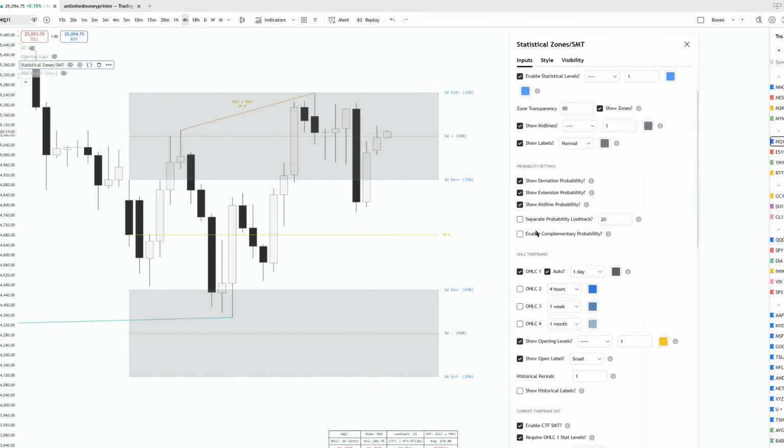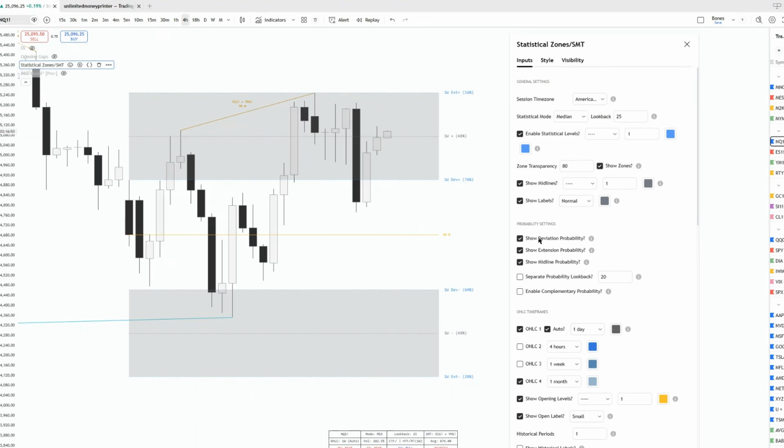The probability settings, which is a brand new upgrade, is going to be located right here in the middle. And so when you turn all these levels on, you're going to see the probabilities of the deviation level, the midline probability, which is the middle level here, and the extension probability, which is all the way up here. Now, it has a specific look back based off the OHLC time frame that you use. So if I want to incorporate 4-hour, 1 month, for example, you could turn all those on at the same time. So we can turn on the monthly now for a quick example.